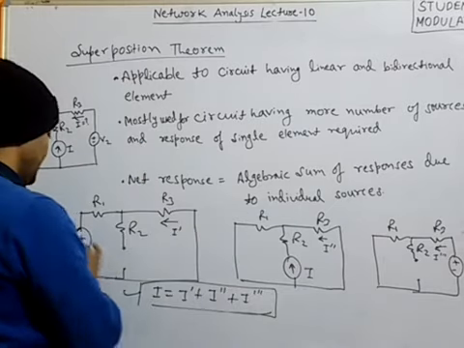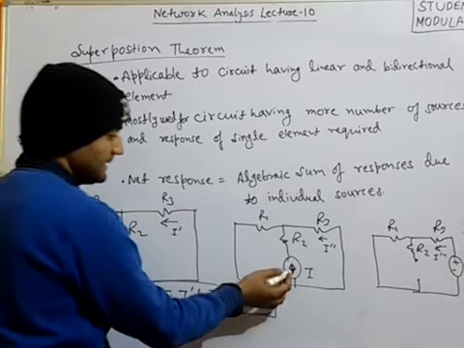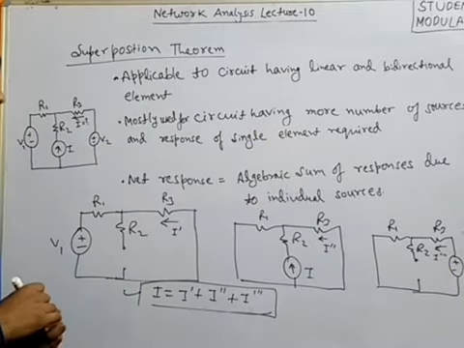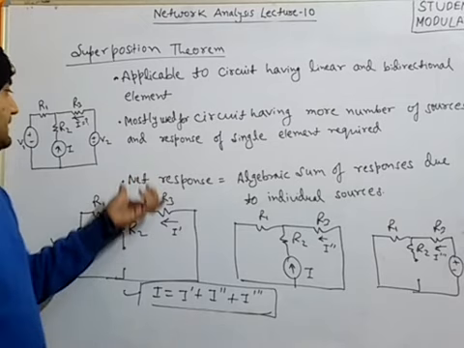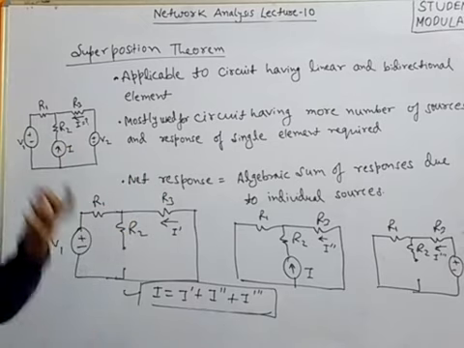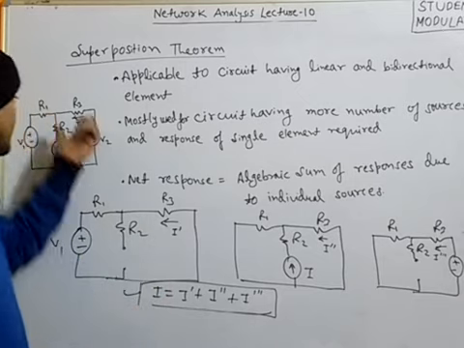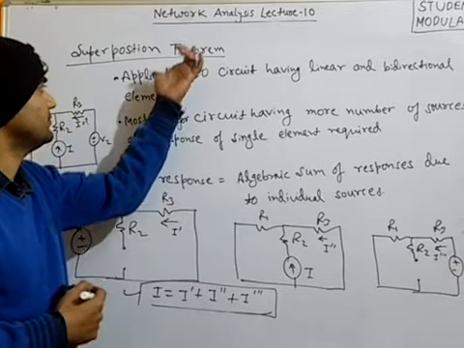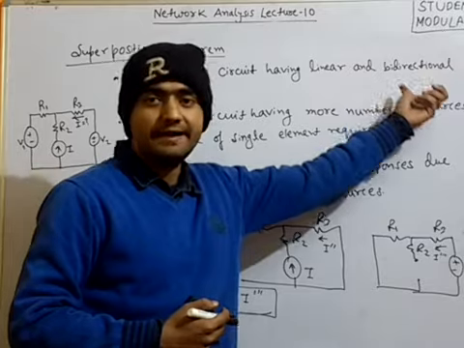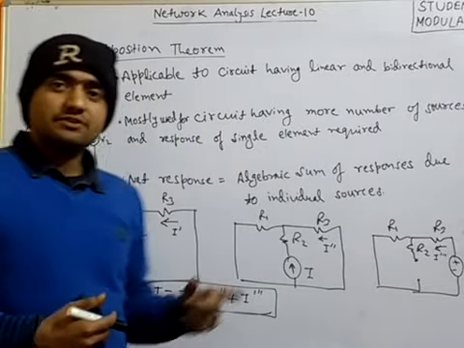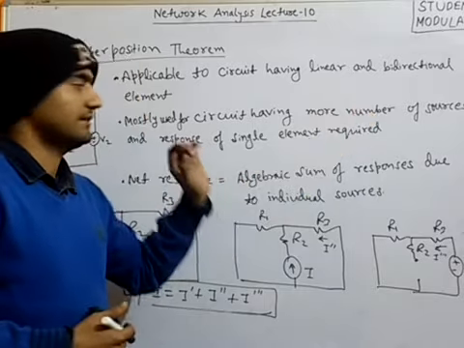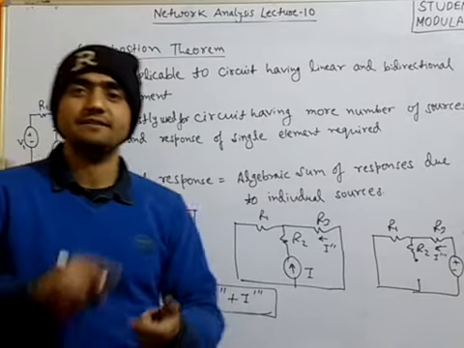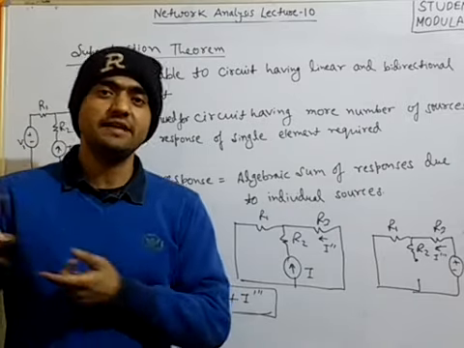First time V1 was activated and the rest was deactivated. Second time I was activated and the rest was deactivated, and last V2 was activated and the rest was deactivated. So this is the process to find the current through any branch or voltage. Similarly, we can find the voltage across any branch using the superposition theorem. The superposition theorem is applicable to linear and bidirectional elements. It is mostly used in circuits which have a large number of sources, but the response in a single element is required, and the net response is given by the algebraic sum of individual responses due to individual sources.